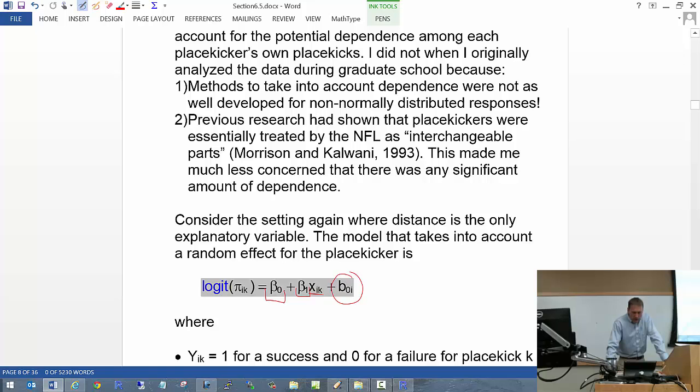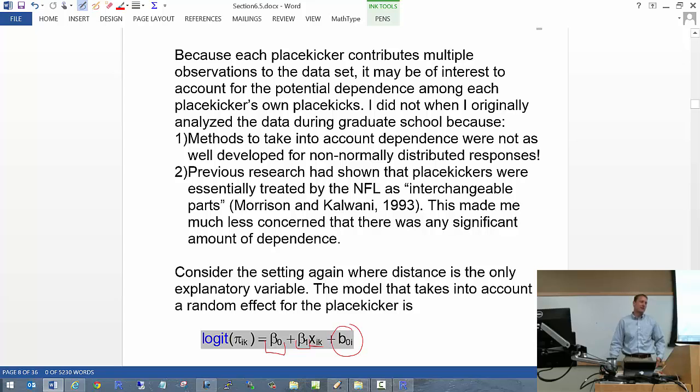Now you might be wondering, why didn't I do this before? Why didn't I take into account potential dependence before? Well, there are two reasons. First of all, it goes back to when I was first looking at this data set back in 1996. Statistical methods for generalized linear mixed models were not as developed as they are now. Just to put it in perspective, maybe I'm just getting older, but 20 years ago we didn't have PROC GLIMMIX. We didn't have that available to us. SAS didn't have any PROC that could do these models. Obviously, R didn't exist back then, and S-PLUS didn't have a function that did this kind of thing.